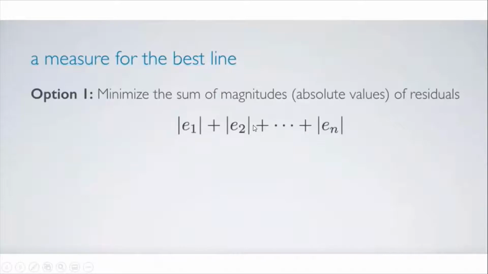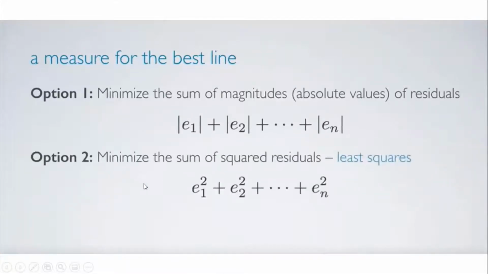So the problem is, when we add the positive and negative values, they cancel each other out, and then we will have a very small value. So we have option 2. Why don't we square them? When we square them, the negative sign will disappear. That is called the sum of squared residuals. We square the residuals and we sum them. Basically, we call this the least squares.